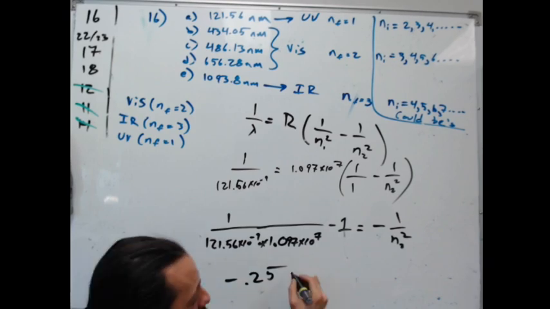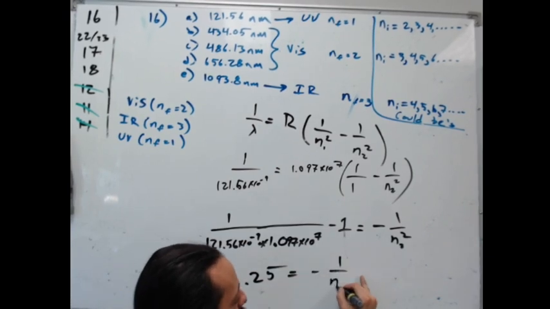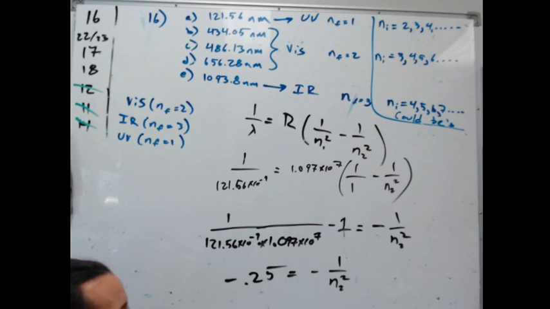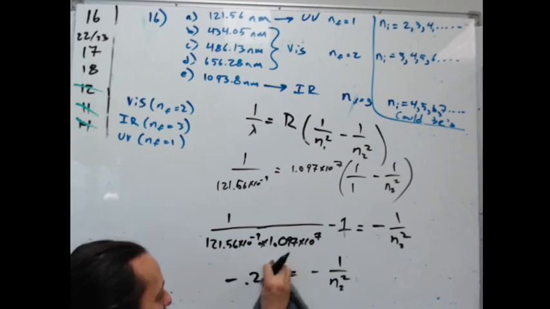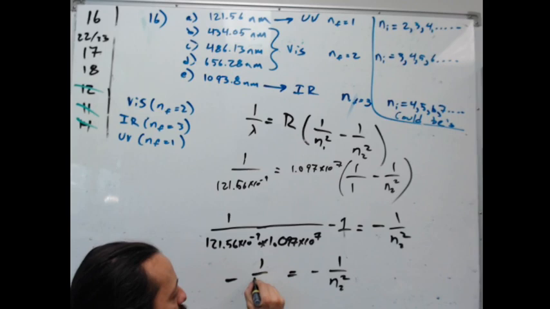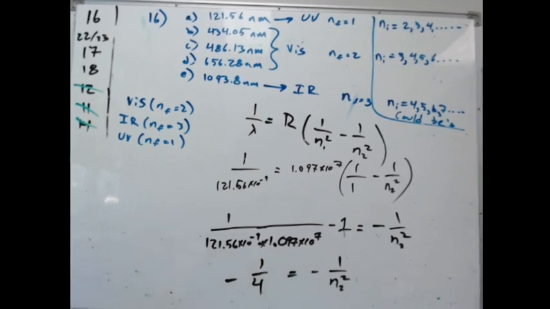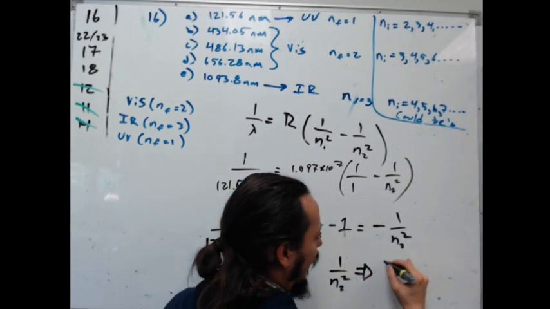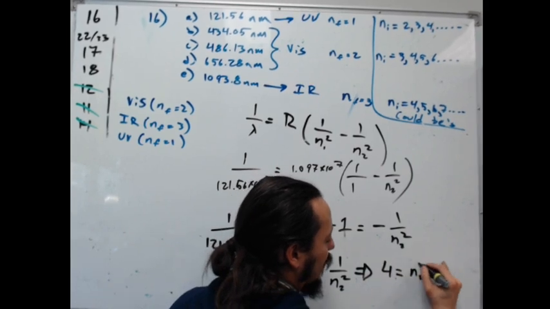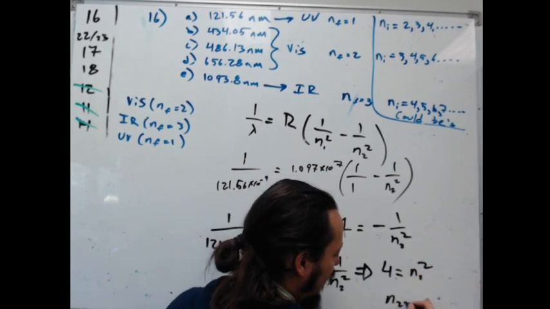So check this out. Negative 0.25 equals negative 1 over n2 squared. I can look at negative 0.25 and I know what that fraction is in my head. Negative 1/4. Now, just with logic, without going through all the math, I can say n2 must be 2. I could also cancel out the negative, flip both fractions, and get 4 equals n2 squared. I can take the square root and say n2 equals 2.